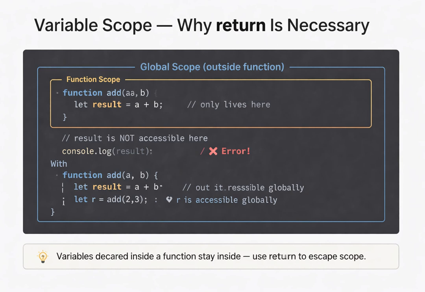So if you have a calculation happening inside a function and you need that result somewhere else in your program, maybe to display it on a web page or to use it in another calculation, you have a problem. The variable is locked inside the function. Return is the solution. It takes the value and sends it out of the function scope, back to the caller. The caller can then store it in a new variable that lives in the outer scope, making it accessible wherever you need it. This is why return is so fundamental to writing useful functions.